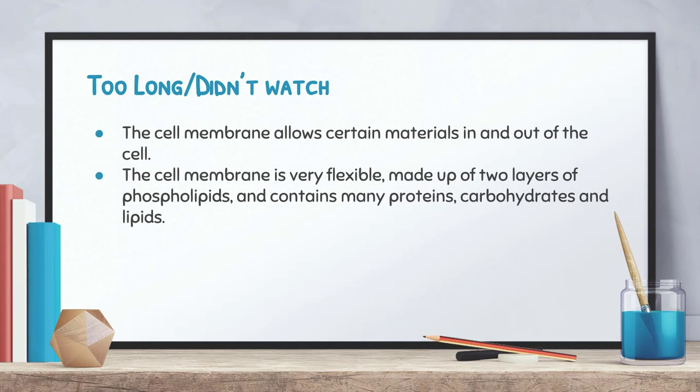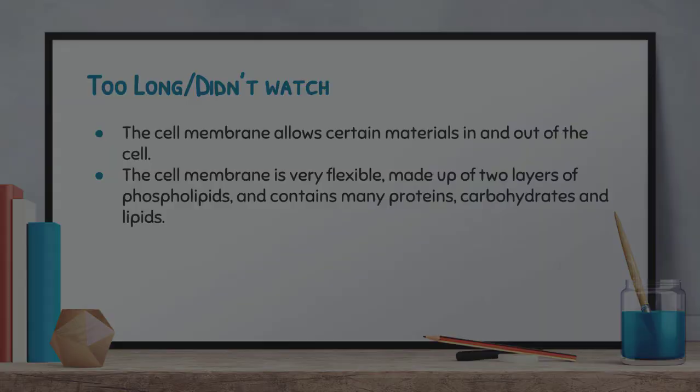So again, pretty short video here, but the structure of the cell membrane is very important because it allows certain materials in and out of the cell. The cell membrane is very flexible as well. It's made up of two layers, which is why we call it a bilayer, and it's made up of phospholipids with the phosphate head that is hydrophilic and polar, and tails that are made up of lipids that are nonpolar, hydrophobic. The cell membrane also contains many proteins, carbohydrates, and lipids that play essential roles in ensuring that the cell can allow certain things in and out.